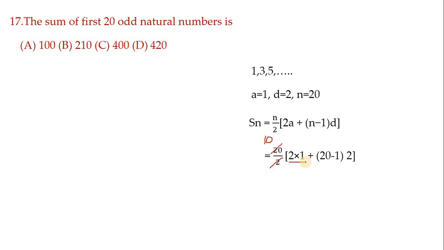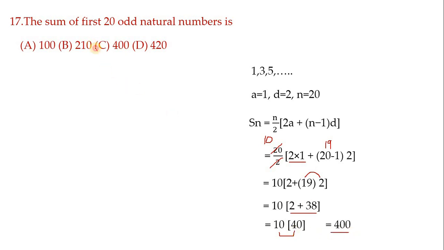Multiply these two: 2 ones are 2, we will get 2, and here 20 minus 1 is 19. So we get this. Next, here 19 multiplied by 2, 19 twos are 38. Now add these two, 2 plus 38 is 40. So 10 into 40 is 400. So option C is the correct one. Move on to the next one.